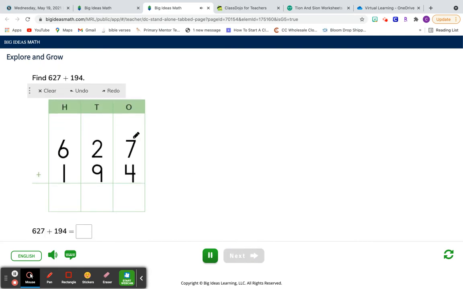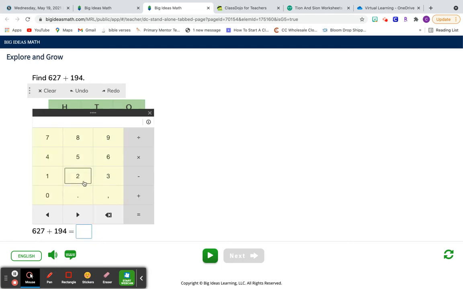Find 627 plus 194. All right, now we're going to have to regroup in our ones. 7 plus 4 is 11. Put our 1, carry our 10. Then we're going to have to regroup again. We have 1 plus 2 plus 9. So this would be 12. So we're going to put our 2, carry our 1, carry our 100. So we have 1 plus 6 plus 1 would be 8. So our answer is 821.